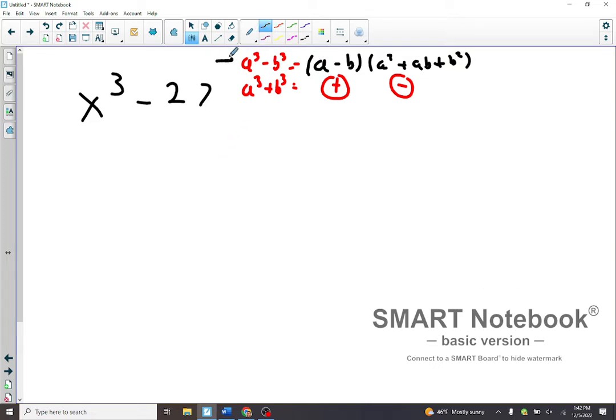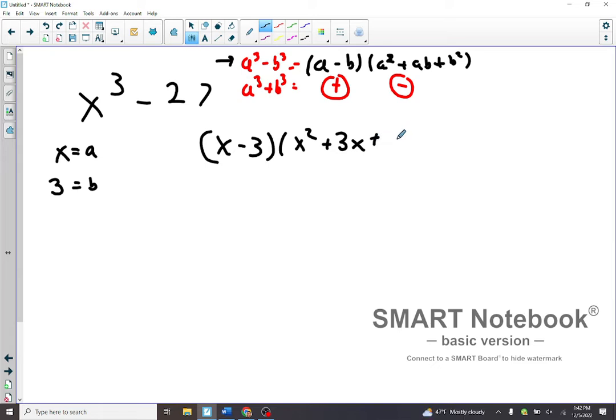We're going to do the top part. So x is my A, and 3 is my B in this case, because the cube root of 27 is 3. So x minus 3. On the formula on top, is that a cube or squared on the left? This is a squared. So x squared plus 3 times x is just 3x plus 3 squared, which is 9.